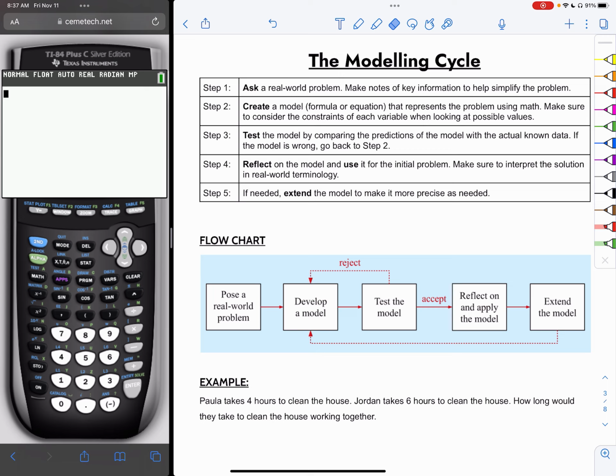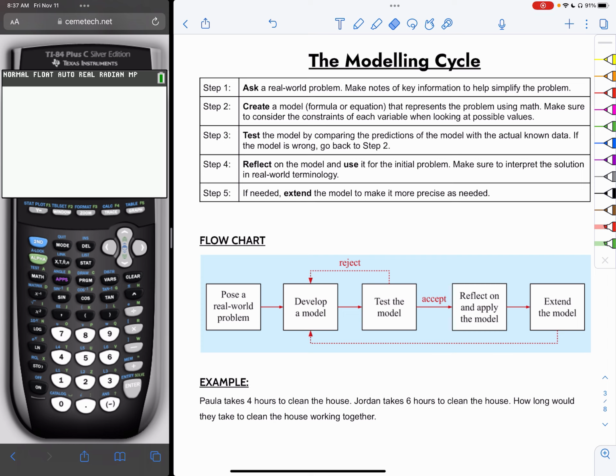Step three, you are going to test the model by comparing the predictions of the model with the actual known data. If the model is wrong when you test it, you will need to revise the model by rejecting it and making changes to it and then testing it again.